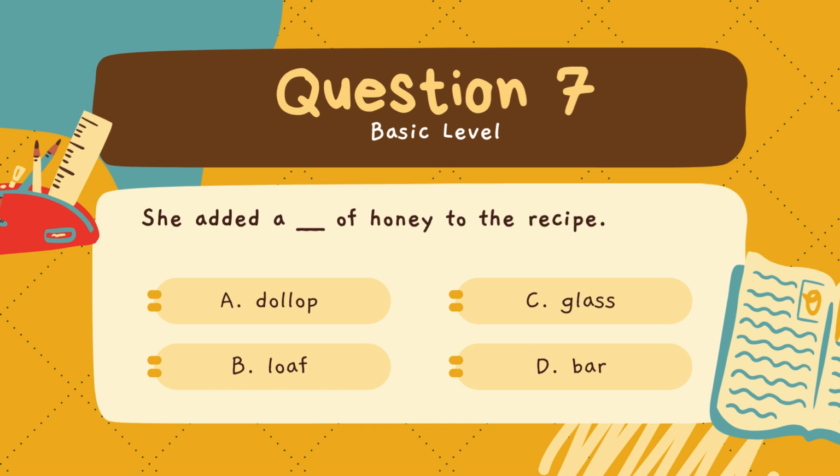Question 7. She added a of honey to the recipe. A. Dollop. B. Loaf. C. Glass. D. Bar.